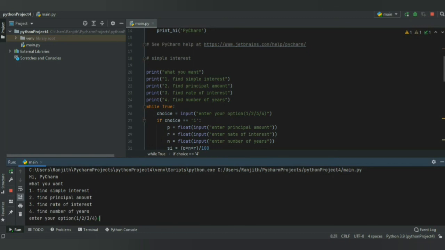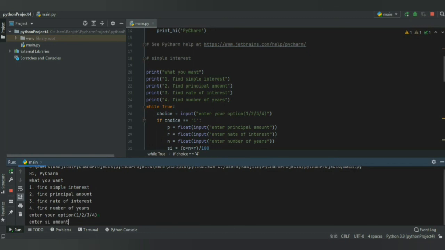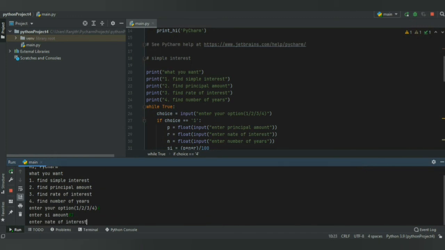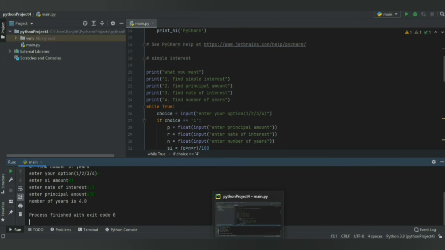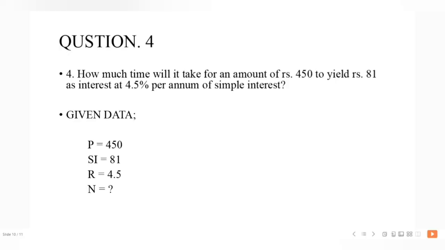Fourth one. Enter the SI amount is 81. Simple interest amount is 81. Rate of interest is 4.5. Principal amount is, what is principal amount? 450. Then enter. It will take 4 years to get 81 as interest.